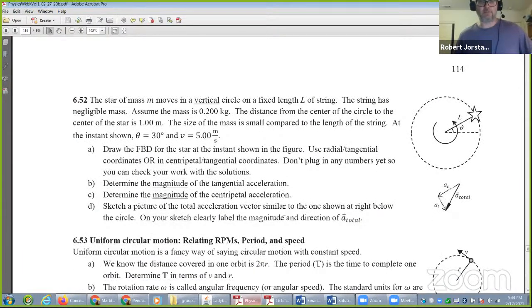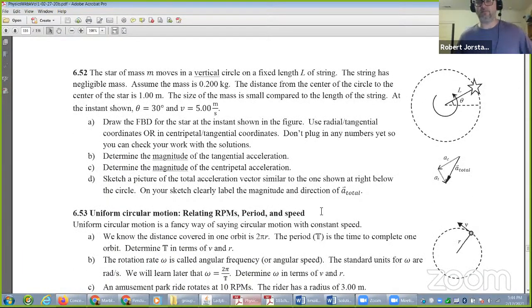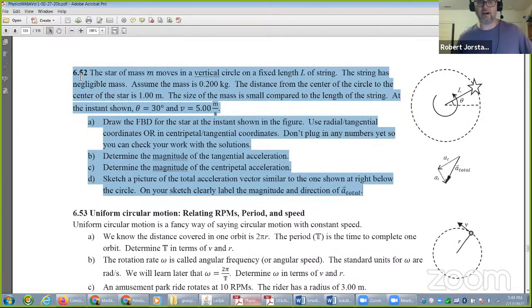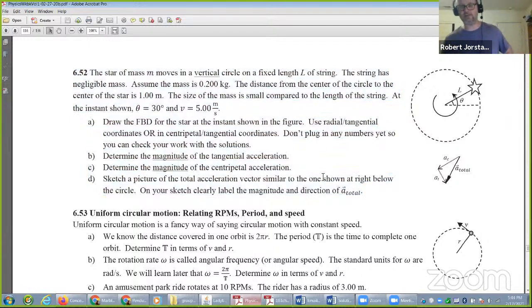Okay, so let's start looking at a real problem because you all know this concept stuff is not the only thing that's on a test. You need to know how to actually calculate something. So let's try and get used to this. And this is our first one. This is page 114, 6.52. We're going to do an FBD. We're going to do some forces. And I'm actually going to show you how you could solve this one with multiple different coordinate systems. Don't plug in any numbers yet. Let's do this as a group.